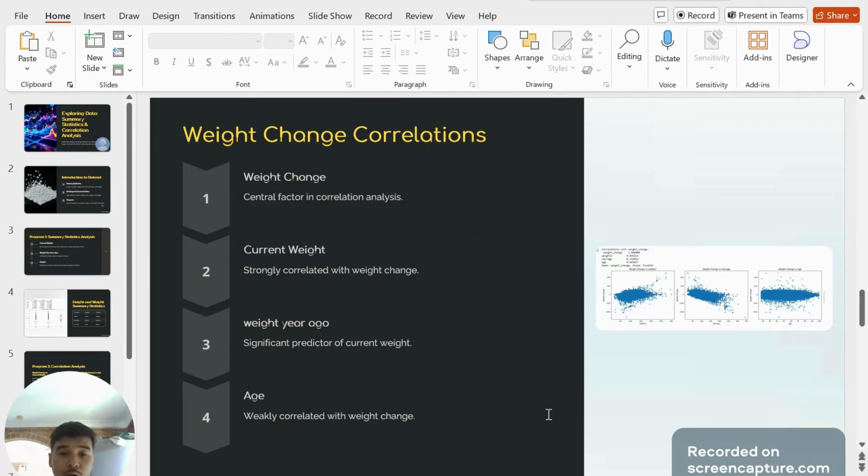From this, we see that weight history is really helpful for predicting where someone's weight will likely go, while age doesn't play a big role, in my view.